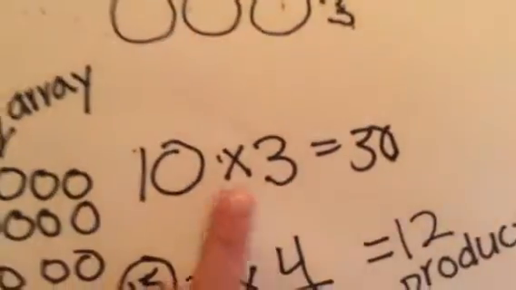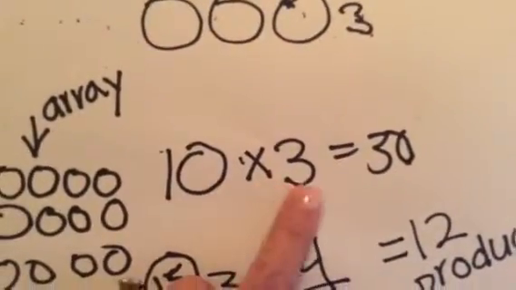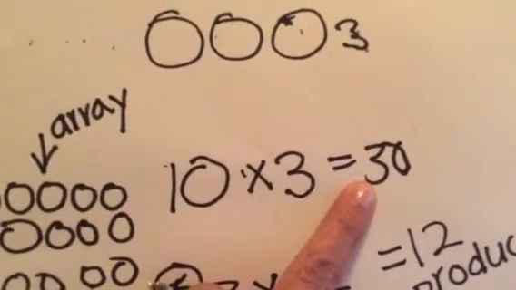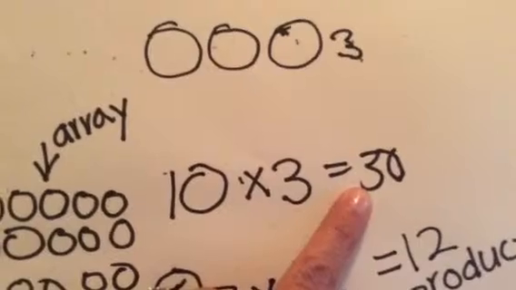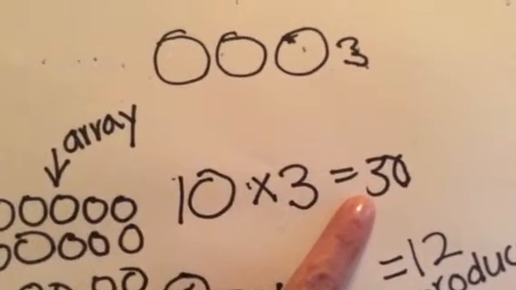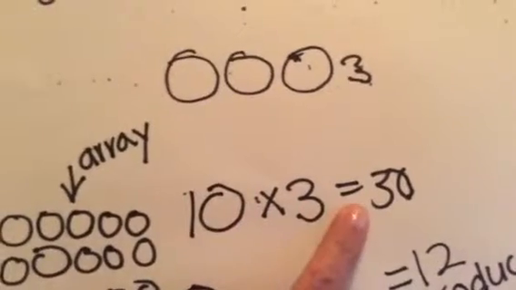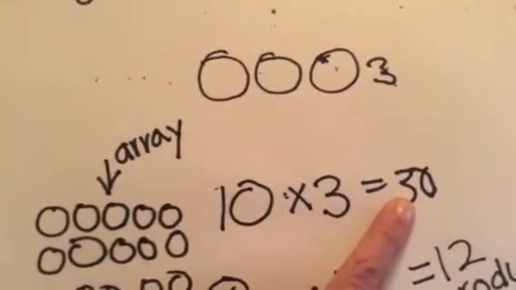So now, look at what I've written on my paper. I wrote 10 times 3 equals 30. If I look at the picture, I see 3 rows of 10 circles. So that's why this is true. 10 times 3 equals 30.